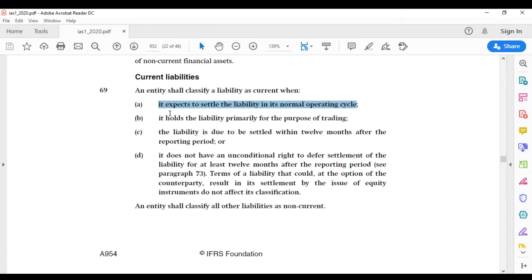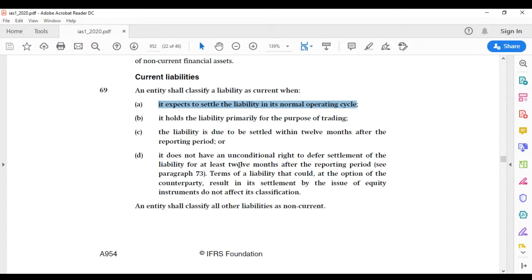Then just number D, an entity shall classify a liability as current when it does not have an unconditional right to defer settlement of the liability for at least 12 months after the reporting period. That's quite a mouthful, but basically what it means, if the company has the ability, and there's no conditions attached to it, if they have the ability to defer the settlement for longer than a year after the financial year end, then it should be seen as a non-current liability.